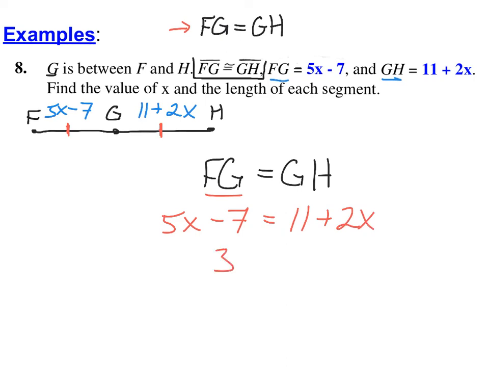So I'm going to end up with 3x equals 18. And it looks like x equals 6. So when I plug this back in, it looks like my lengths are going to be 33 and 33.